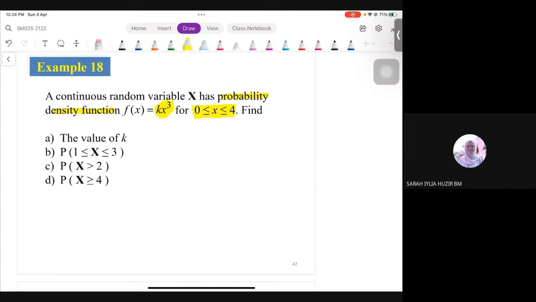Alright, so in order to find k, because it's already mentioned in the question, this is actually probability density function. So we know if I integrate the function, it must be equal to 1. For sure, it's 1. So using this concept, we can find k. So you just have to integrate the function based on the range. So from 0 up to 4, and our function is kx cubed. And this must be equal to 1.